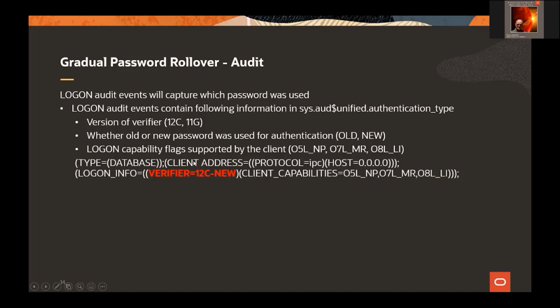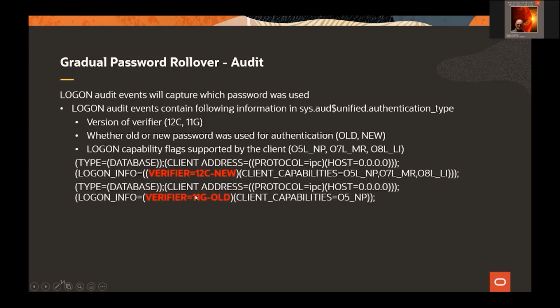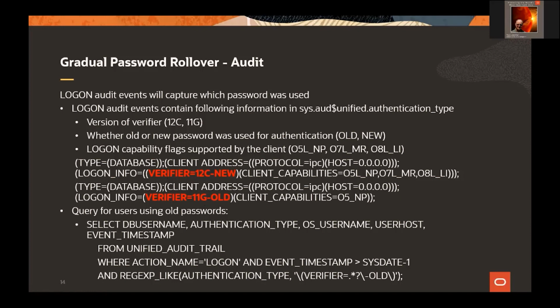So here's a sample of a unified audit record with this information. The authentication type has this logon info: verifier equals 12C-new. So obviously that tells you it's 12C and new in that one. Another example here shows you verifier equals 11G-old, still using the old verifier. If you want to simplify your query, you can select information from the Unified Audit Trail and do a regex to look for verifier with -old, and that'll get you a list of the clients that are still logging in using the old verifier.